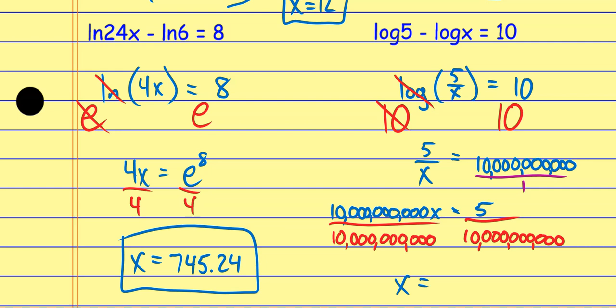x equals, and then of course I can reduce this thing. Oh my goodness. Each of those is divisible by 5. And so if I divide the top by 5, it's a 1. If I divide the bottom by 5, it's a 2. With a bunch of zeros. And there it is. Okay?